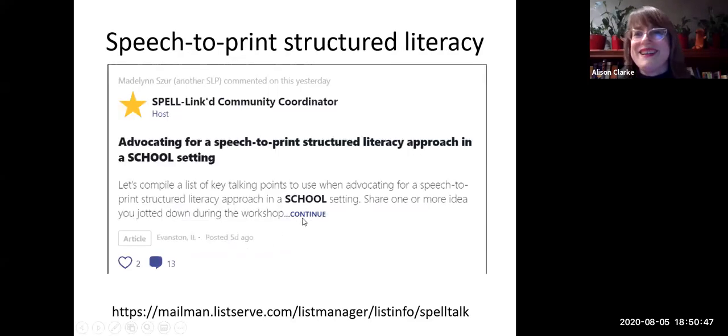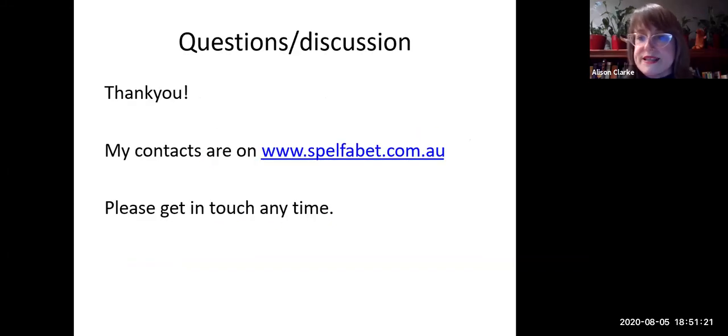Yeah, this is the thing that I was laughing about. It's like, advocating for a speech-to-print structured literacy approach in a school setting. You do not see the word phonics there, and maybe they're being clever. Maybe we just use speech-to-print structured literacy approach and see if that will help teachers to be able to get more into working on code and really understanding how the writing system works, get away from some of the stuff that is happening at the moment with teaching kids to read, and really understanding the logic and the brilliance of our spelling system.